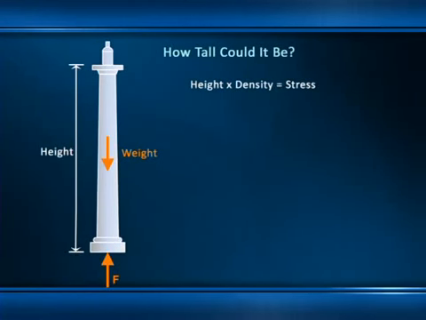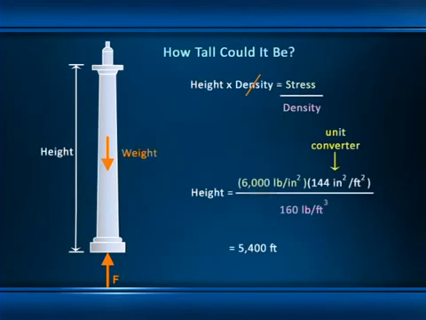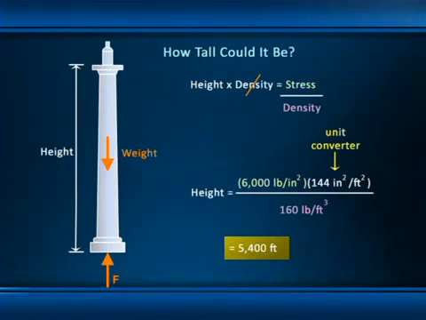Using the same density and compressive strength from our previous solutions, but now solving the equation in terms of the column's height instead of the stress, we get an amazing result. A stone column would need to be over a mile high before its own weight would cause the stone at its base to fail in compression. It's really astonishing. Let's give it a try.